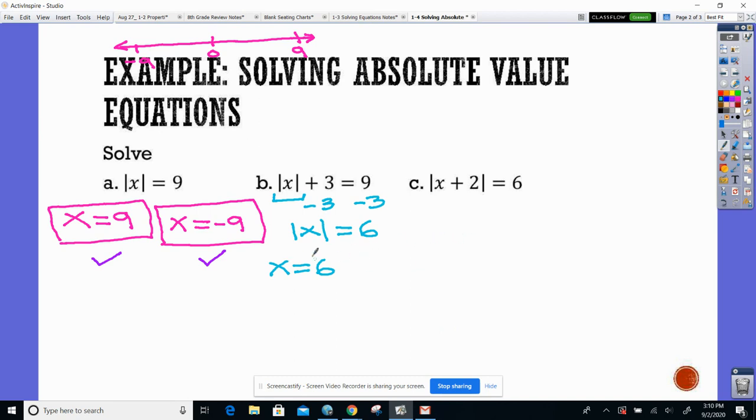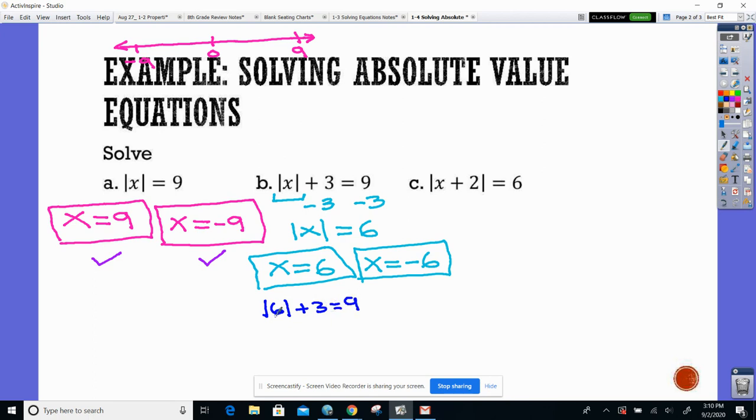Your second case is your negative case. So this side stays the same. Just take away the absolute value bars. And over here, we're going to make it negative. So this becomes negative 6. Okay? So your two answers are 6 and negative 6. But like we did over here, we always need to check. So real quickly, we'll check this. We have the absolute value of 6 plus 3 equal to 9.